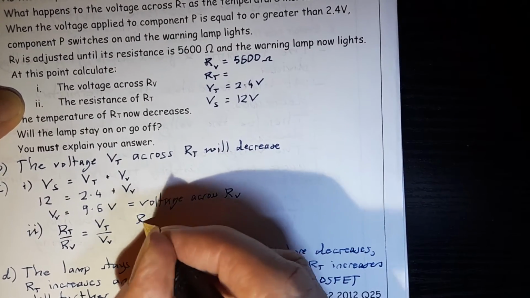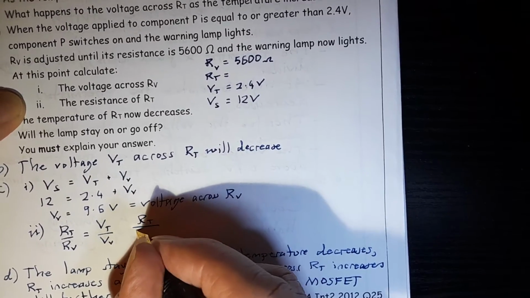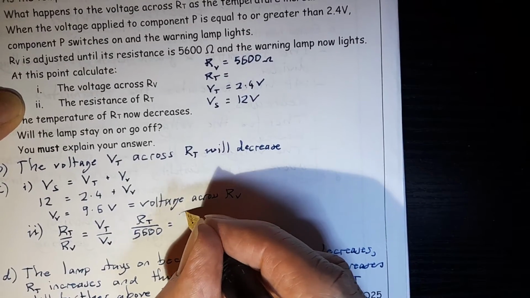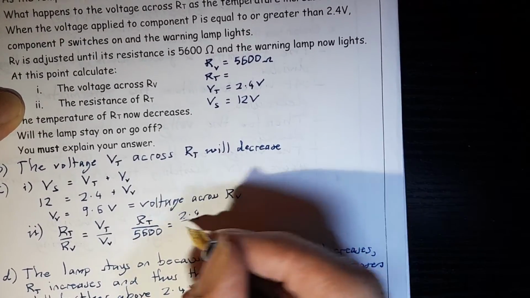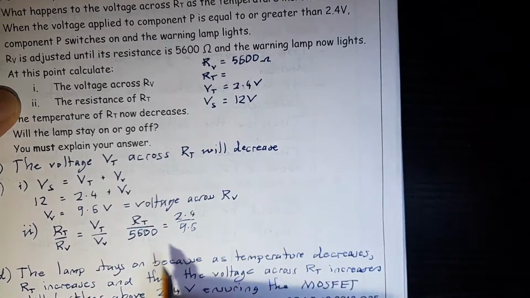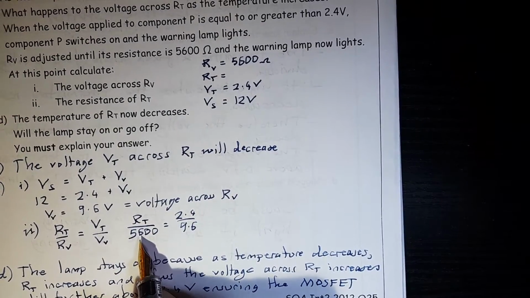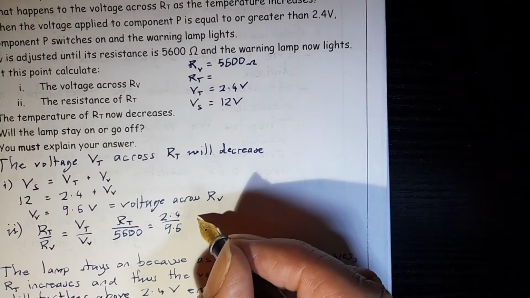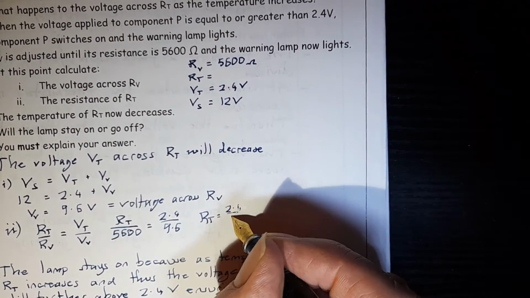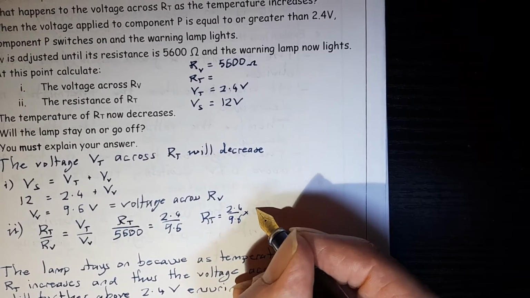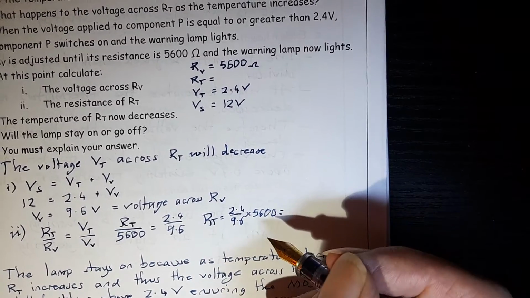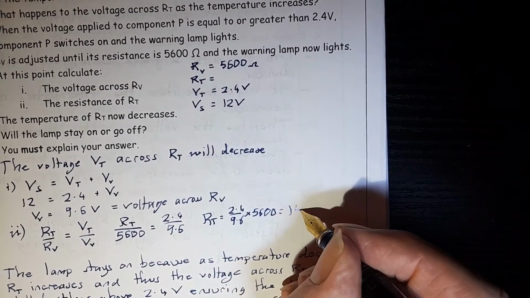So RT, what I'm trying to work out, divided by 5600 must be equal to 2.4 divided by 9.6. So to solve this for RT, multiply both sides by 5600. So RT equals 2.4 divided by 9.6 times 5,600, which works out as 1,400 ohms.